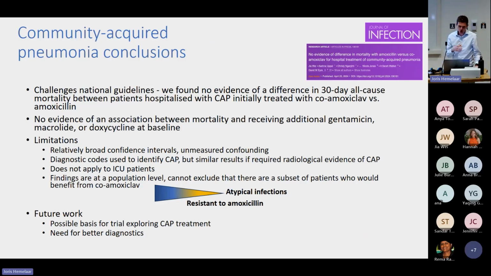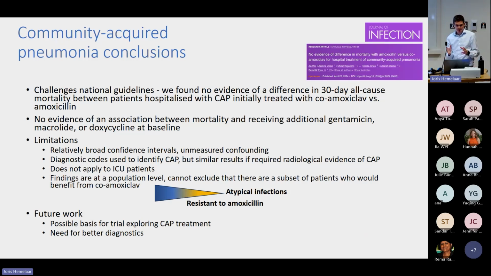So I think this challenges our national guidelines and perhaps lends some support to our local guidelines, in that we don't find that amoxicillin is really adding a great deal here. But it also challenges the fact that, as you saw, in over half of patients some additional antibiotic was added, and there isn't maybe a great deal of evidence to support that.